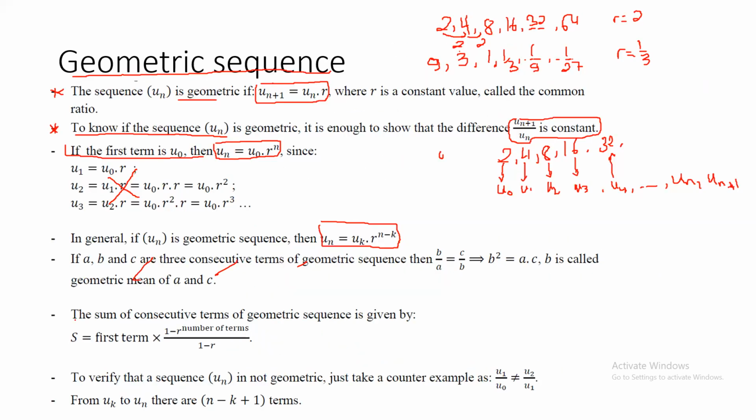The sum of terms of a geometric sequence is given by this rule, in general: sum of terms equals first term times 1 minus R to the power number of terms, over 1 minus R.